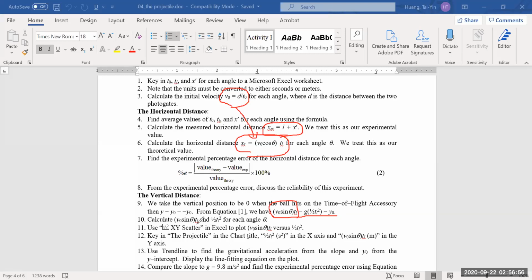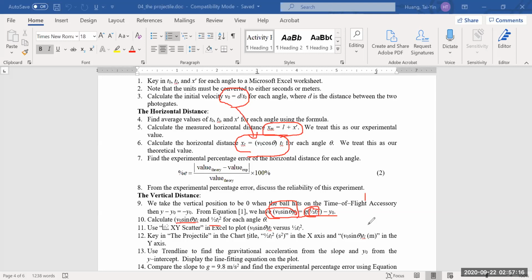So you want to calculate in the Excel V naught sine theta TL. You want to calculate this term. You want to calculate 1/2 TL squared. Why do we do that? Because when you have this and that, we're going to plot this quantity versus this quantity.